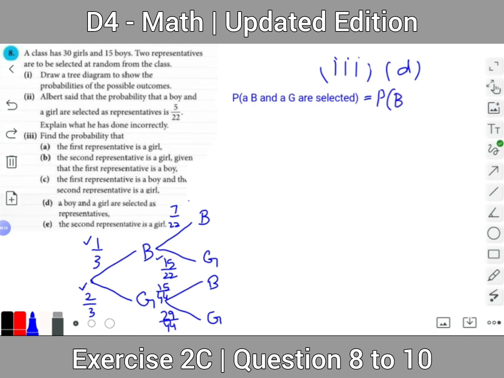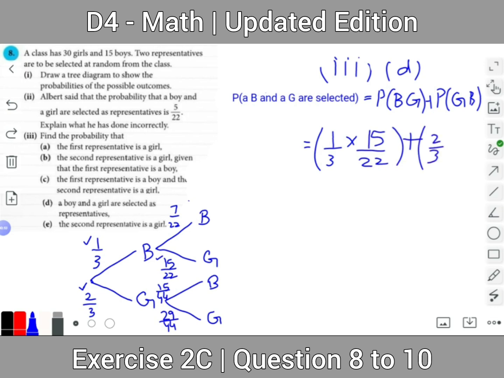There, the first is boy and the second is girl, plus the first is girl and the second is boy. So from the tree diagram, first we will apply the multiplication law of probabilities here, and from the tree diagram we can write down the probabilities. If the first is boy, then we have 1/3 multiplied by, and if the second is girl, then we have 15/22. Add the probability if the girl is first, so 2/3 multiplied by, if the second is boy, so we have 15/44.